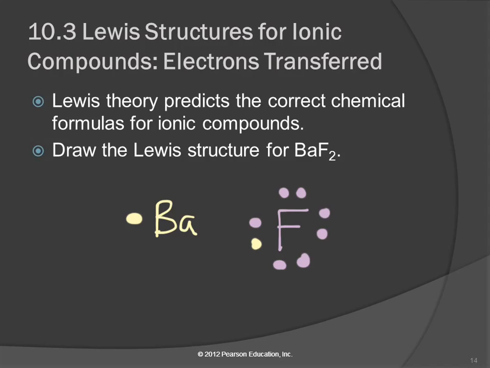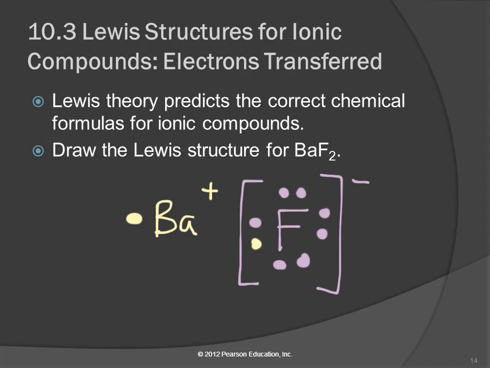So now fluorine's great. Fluorine's happy. So we can put brackets around him, and he's got a minus charge. And what charge does the barium have right now? It's got a +1. Is barium happy? No. Barium got rid of 1 of his electrons. He's happier, but he's not happy yet. And that's why we need a second fluorine.